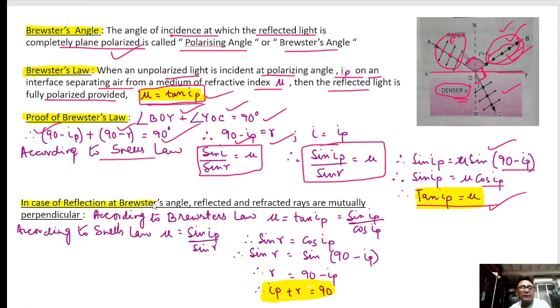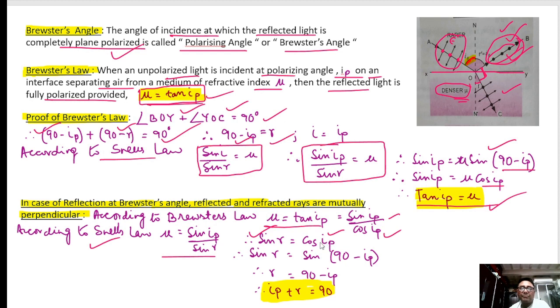In case of reflection at Brewster's angle, the reflected and refracted rays are always mutually perpendicular. That means if it is the Brewster's angle, then the reflected and the refracted rays should always be perpendicular to each other. So let's see. Mu equal to tan IP, sin IP by cos IP. Snell's law says this. So that means sin R equal to cos IP.